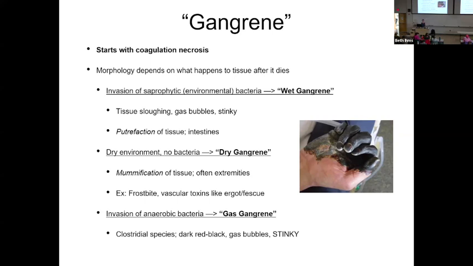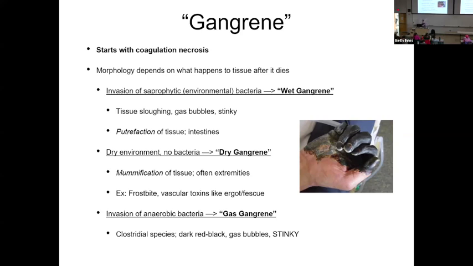If you are in a wet, gross, buggy, humid environment, you get invasion of saprophytes. Saprophytes are bacteria that live in the environment, in the dirt, they digest decaying plant matter, they're not really a problem. But they will invade that dead tissue because that's their job, they're organisms of decay. That's wet gangrene. Coagulative necrosis invaded by environmental bacteria is wet gangrene.